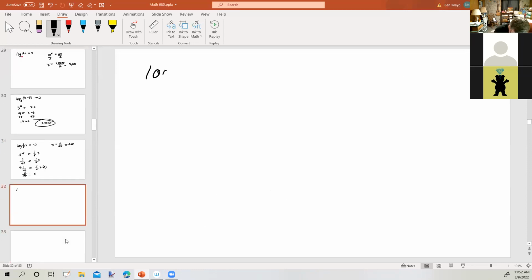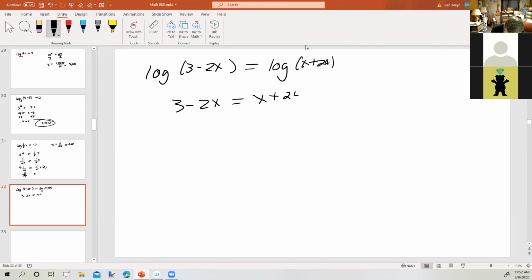Let's say we've got the following. Log of 3 minus 2x equals log of x plus 24. Because like exponential functions, logarithmic functions are one-to-one functions. If we have log base 10 of something equals log base 10 of something else, the something is equal to the something else. Now, the process of getting there, of removing the logs and everything, is something that we're not going to cover this quarter. We'll use that topic in Math 141 for those of you that go on to that.